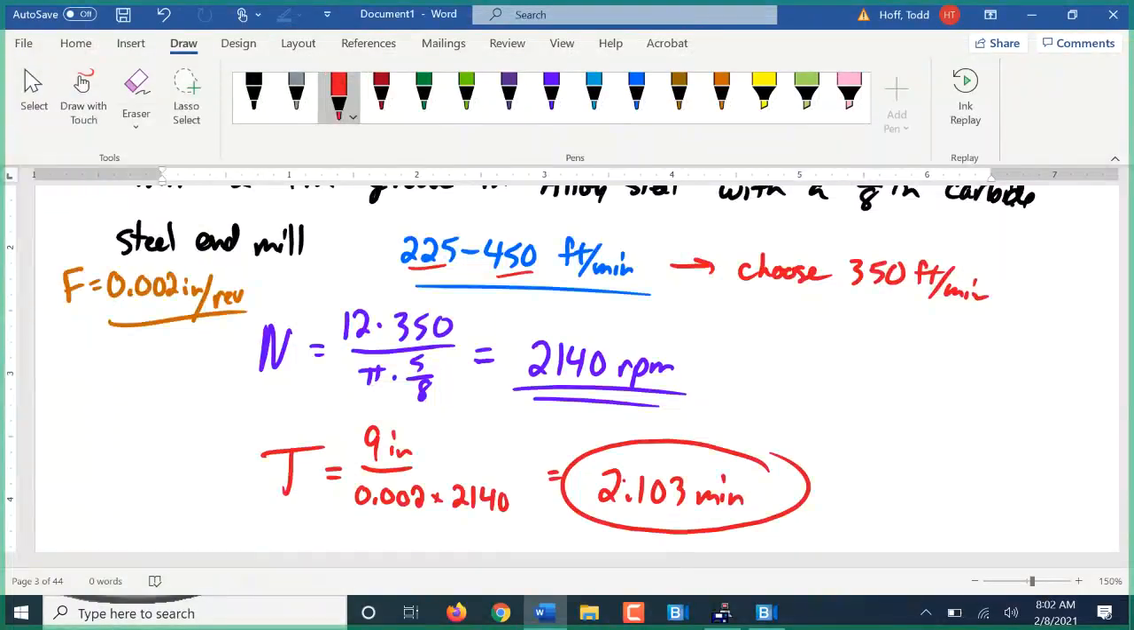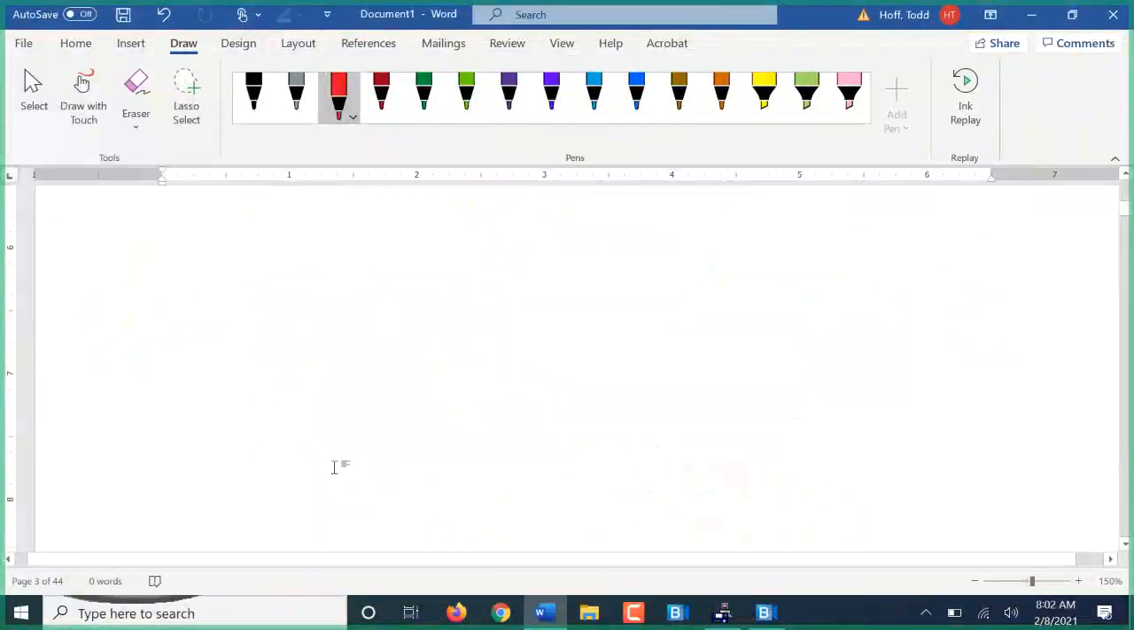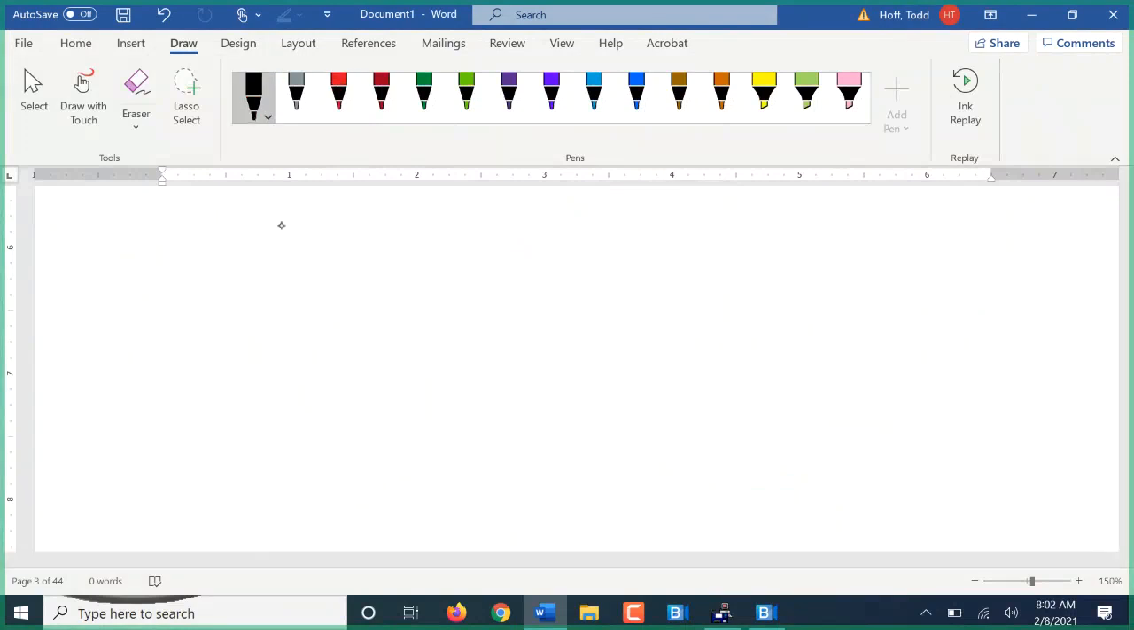Now tomorrow we're going to look ahead at spur gears. Just going to give you a little bit of a pre-look into it here. Spur gears, one, they bring out my total inability to draw.